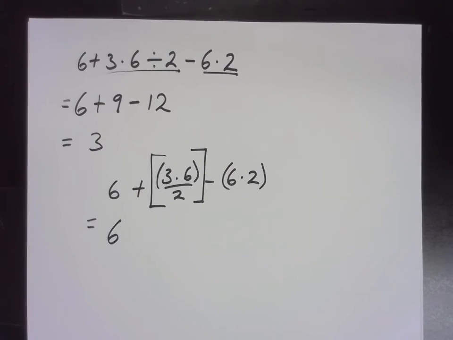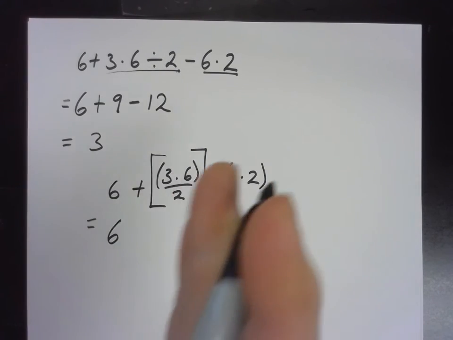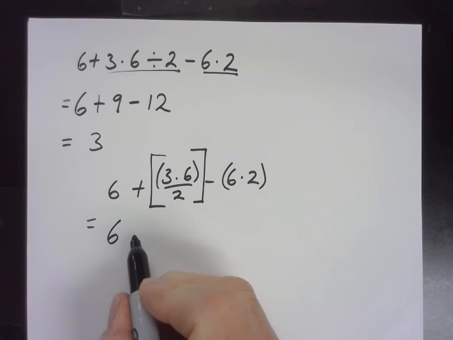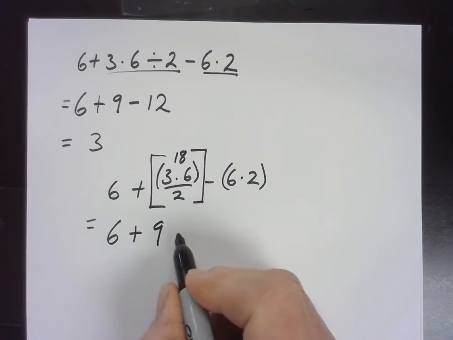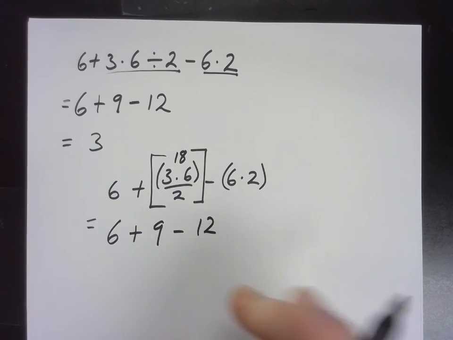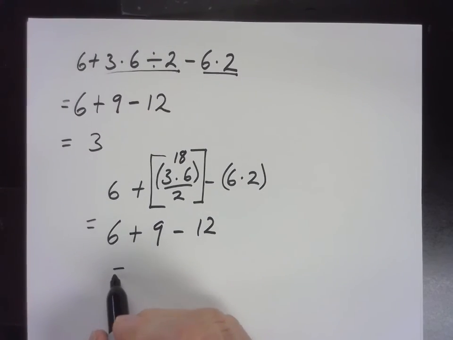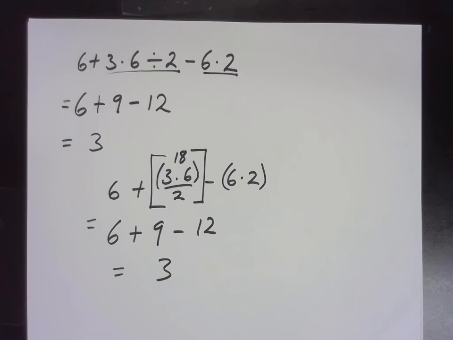Right? To kind of let you know, hey, you got to get all that done before you worry about anything else. You've got to do 18 divided by 2 is 9, and the 6 times 2 before you worry about the addition and subtraction, right? So we still end up with 3. Parentheses. They help, don't they? They make things clear.